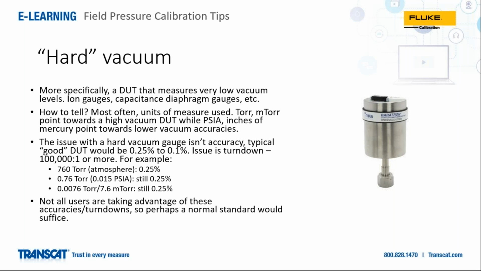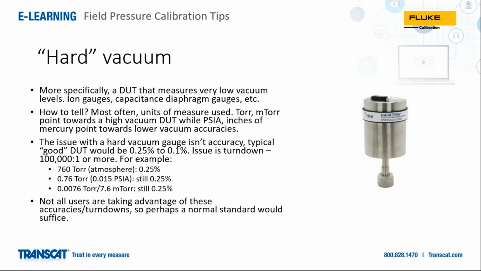As an example here, I'm just kind of making this up. These specs don't apply to any particular device, but this is a very common one. You might have something that's 0.25% at atmosphere, and it's 0.25% at 0.76 torr, almost vacuum, and then at 0.0076, it's still 0.25%. So the problem here is that no matter how good your standard is, unless it's a very specialized standard to calibrate this, at some point as you go down the scale, you're going to be upside down against this device, and it has a lot more room to go.